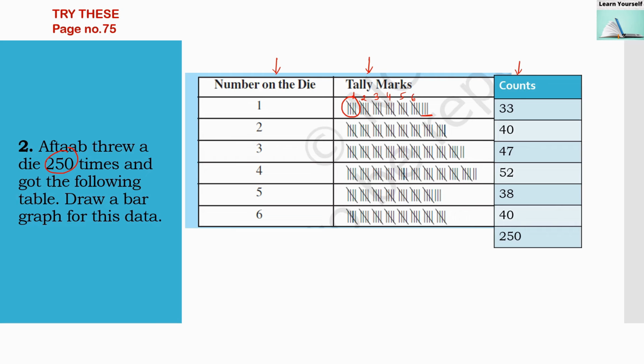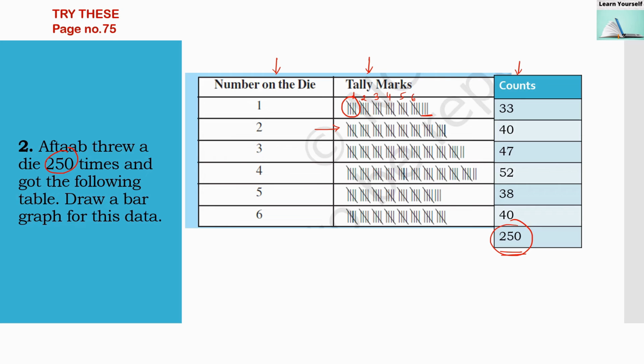For the second observation, how many groups of 5s are there? 1, 2, 3, 4, 5, 6, 7 and 8. So here 8 into 5 is 40. Similarly, I have noted down all the counts for all these tally marks. Once you are counting this, you have to make sure that the addition of all these counts is 250. Once you are done with your counts, you have to check that the answer must come to 250.